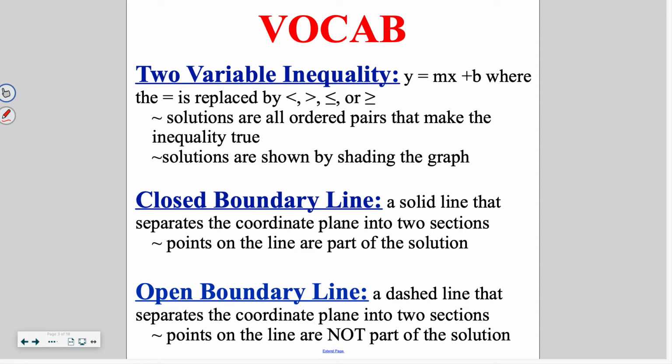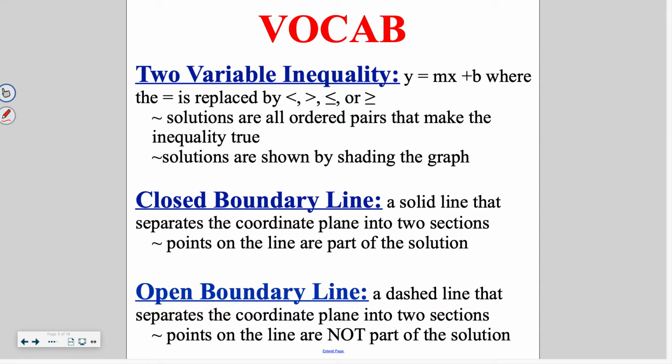It would be impossible to list out each of those ordered pairs individually, so instead of listing them out, we shade in whichever side of the graph is going to give us all of the correct answers. So we're going to use some shading in our problems in order to actually show the answer.